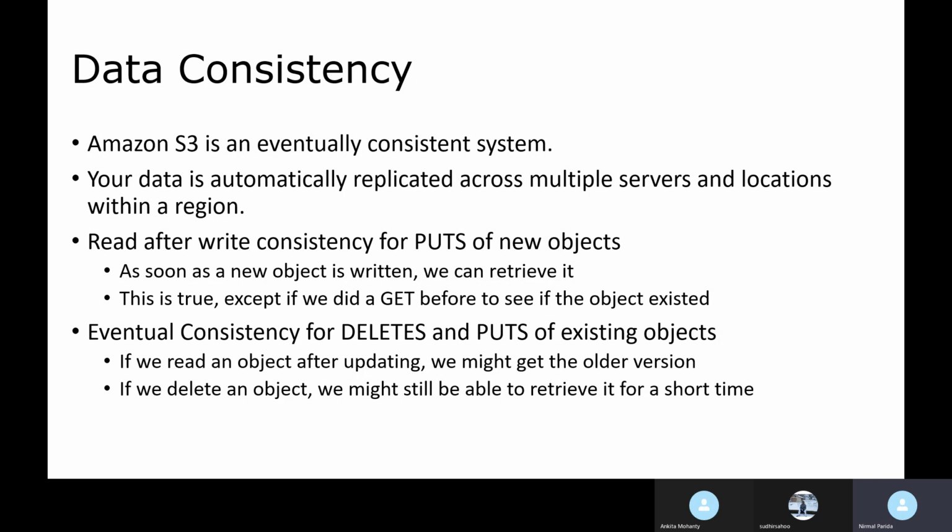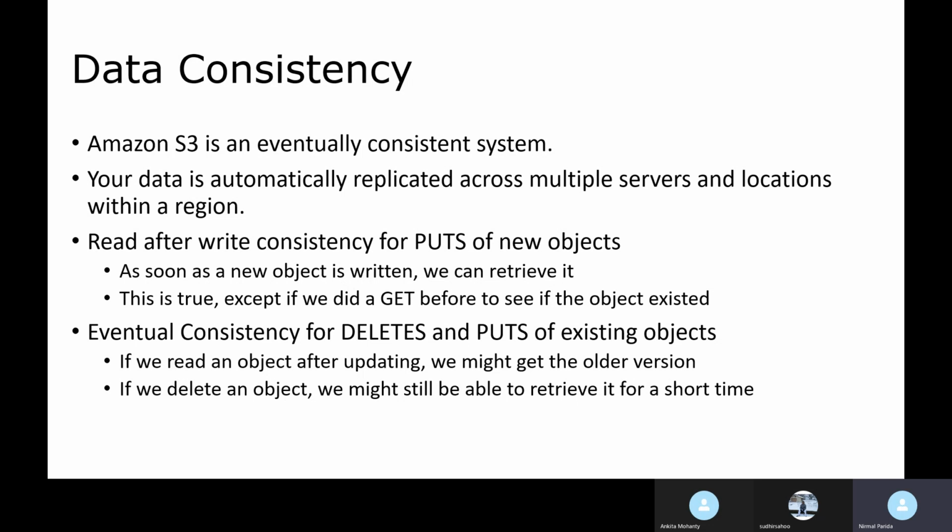Okay, we'll see data consistency. Amazon S3 is an eventually consistent system. We'll see what is eventual consistency and what is strong consistency. Your data is automatically replicated across multiple servers and locations within a region. Read after write consistency for puts of new objects: while writing any new object, your consistency model will be read after write, strong consistency you can say.